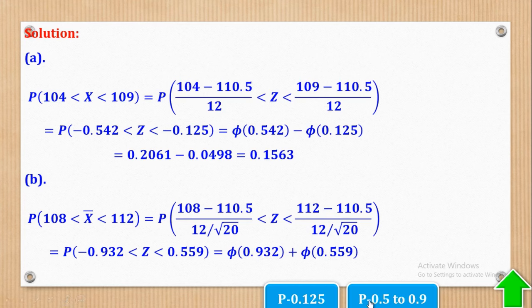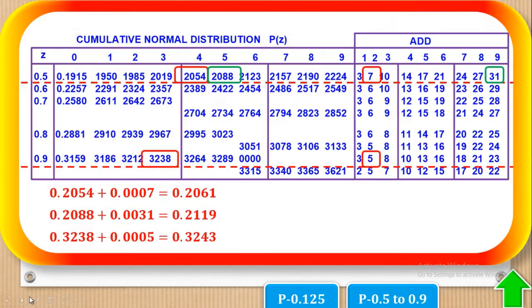So let's start with 0.932. So 0.932, 3 is there and 2 is there. So this one is that to 4 decimal places, and this one is this to 4 decimal places. So then you come up with 0.3243.